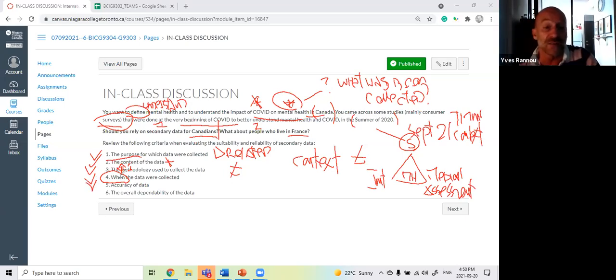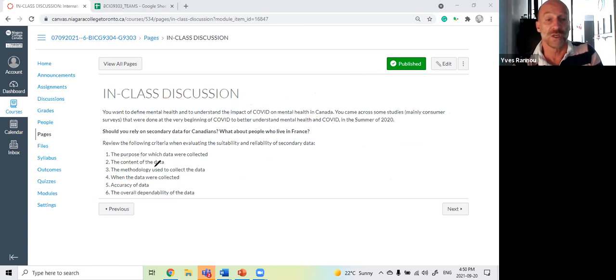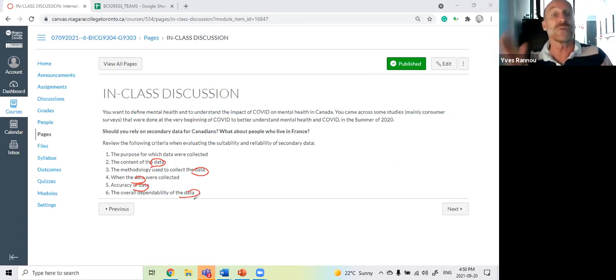Accuracy of data, I think, is related to 1, 2, and 3. So the methodology, the content, the methodology: how accurate do we think it is, the overall dependability of the data. How can we depend on the data? Do you see how many times we have data in here? This is very central. What has been collected, why, how, and when? It's all about data. Maybe they did not even collect any data, but rarely. A survey is data, but it's really about how they define the concept.